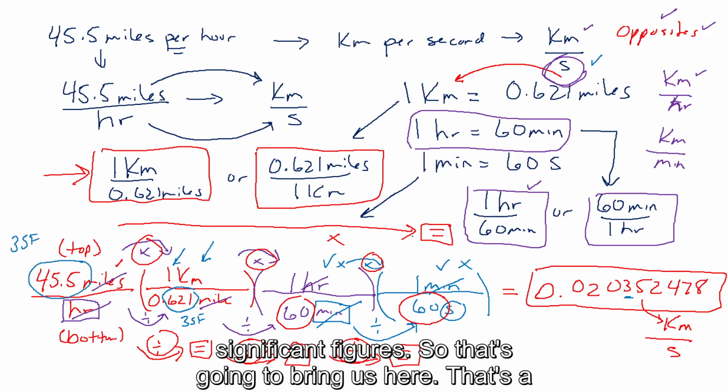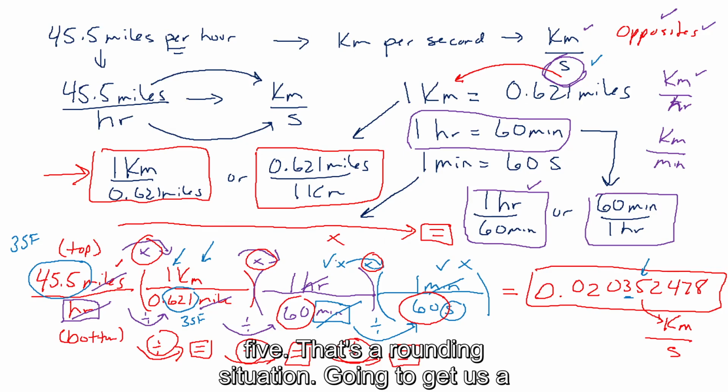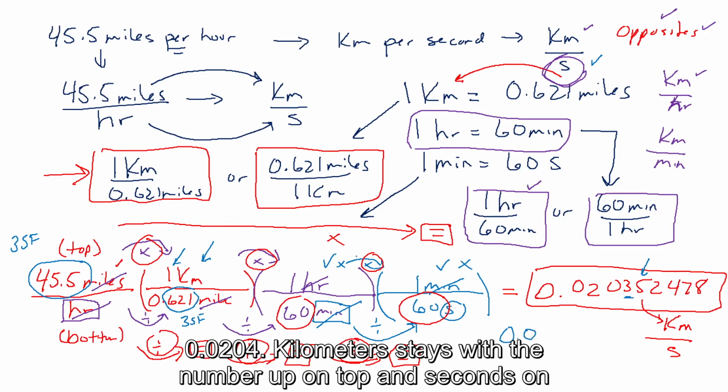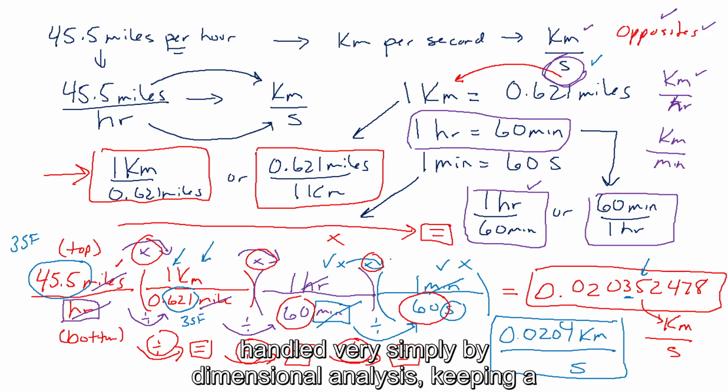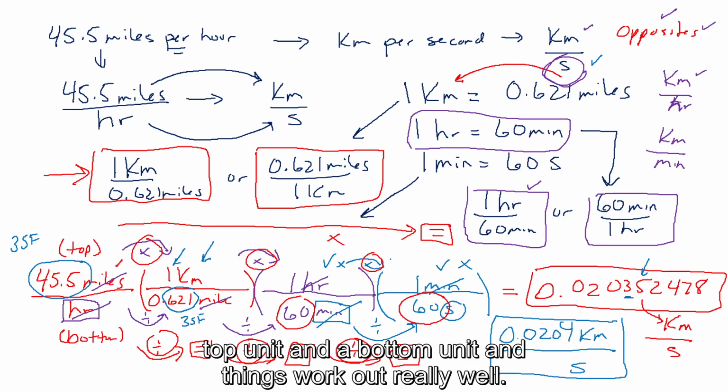So that's going to bring us here. That's a 5. That's a rounding situation. Going to get us 0.0204 kilometers, which stays with the number up on top, and seconds on the bottom. So this is a really good example of multiple units handled very simply by dimensional analysis, keeping a top unit and a bottom unit, and things work out really well.